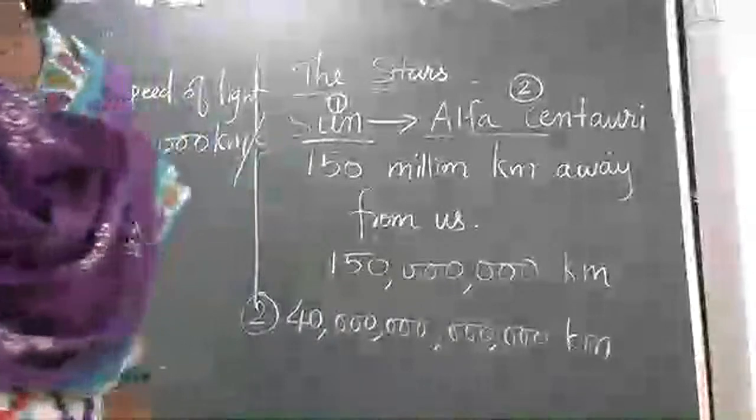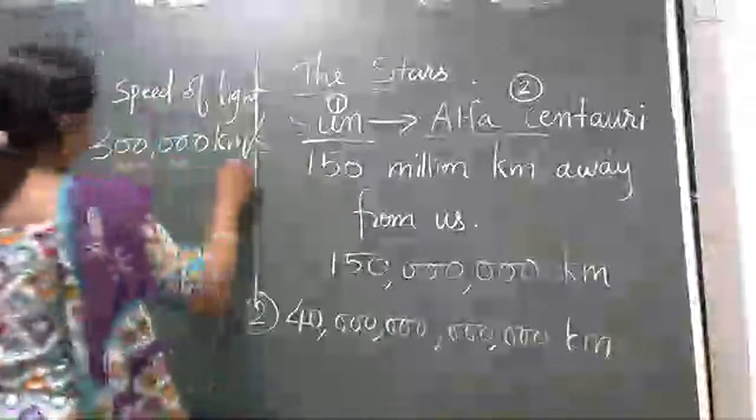300,000 kilometer per second. So you can convert it now. In 1 second, how much does light travel? 300,000 kilometer per second. So now you can just see how much time it will take for light to travel such a large distance. So that will be converted into light years. Okay, it is very easy.